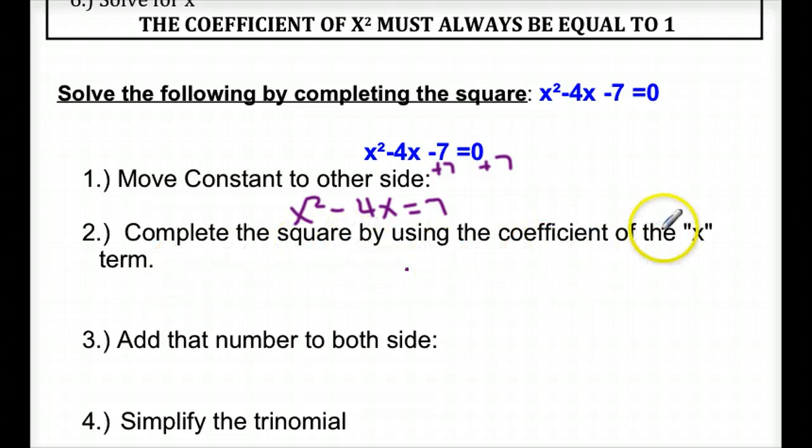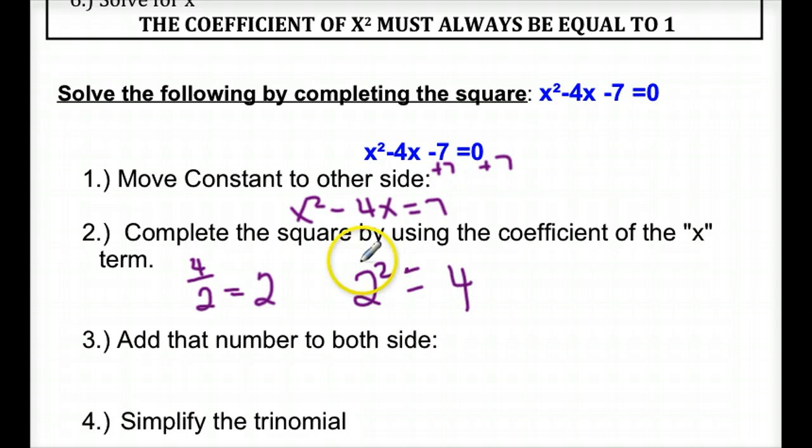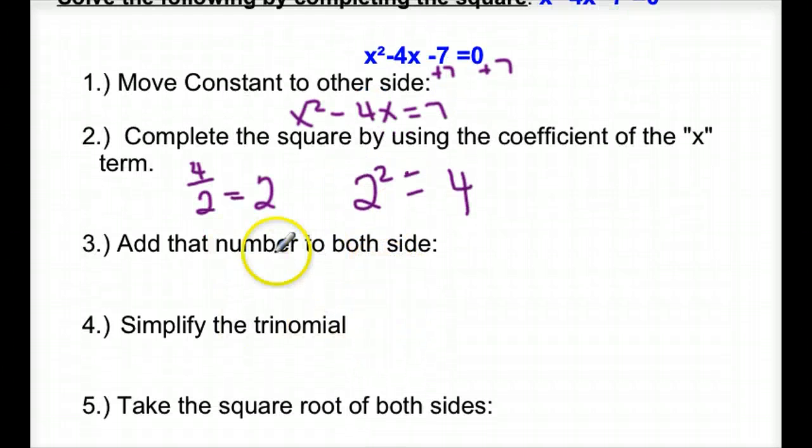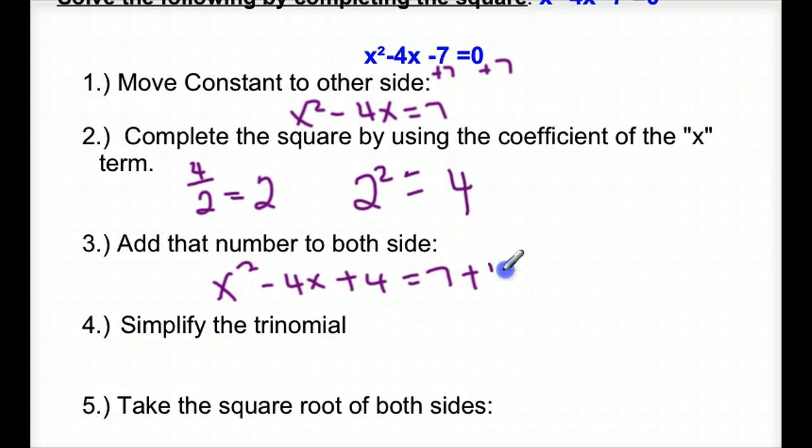Now complete the square by using the coefficient of x. In this case, the coefficient is 4. So what I'm going to do is 4 divided by 2, which is just what we did on the previous examples, is 2. Then I'm going to take the 2 squared, which is 4. That's me completing the square. Once I do that, it says I'm going to add that number to both sides. So I'm going to have x squared minus 4x, and I'm going to add 4 to both sides. That's my key step: 7 plus 4.